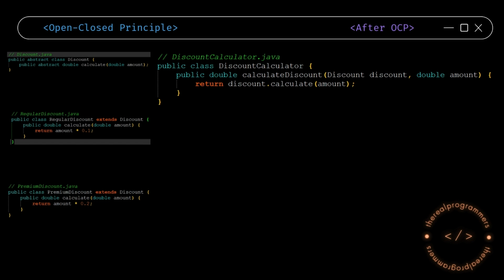In future, if we want to add another type of discount, for example, new customer discount, we can simply create a new class for this and implement the calculate method, and we will be able to extend the functionality of this discount calculator class without modifying any existing code.